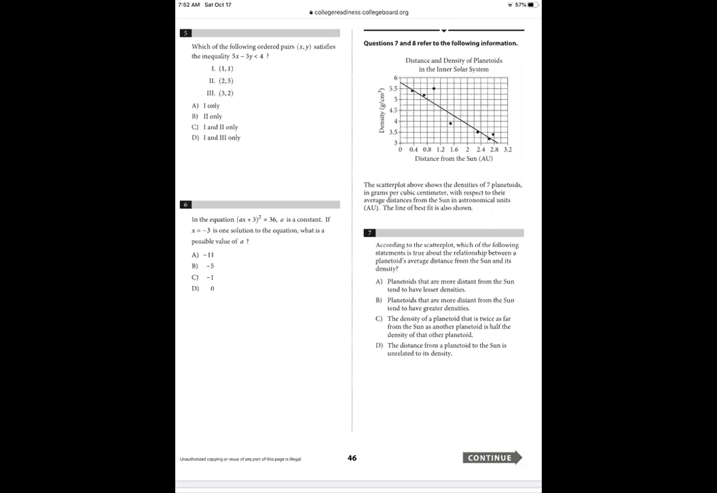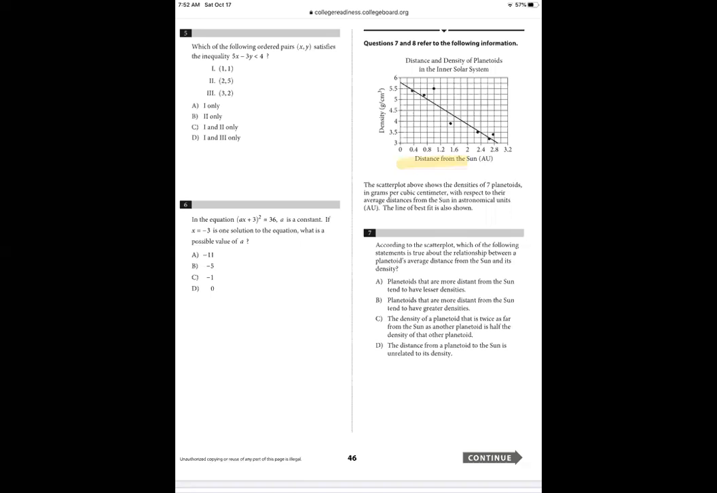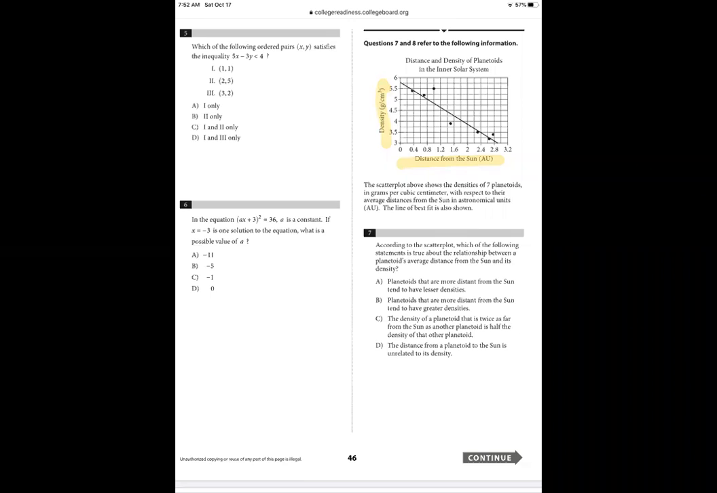And for number 7, pay attention to the labels on the x and y axis that are provided. Okay, so if you haven't already given these a try, go ahead and pause now and we will go through them in more detail.